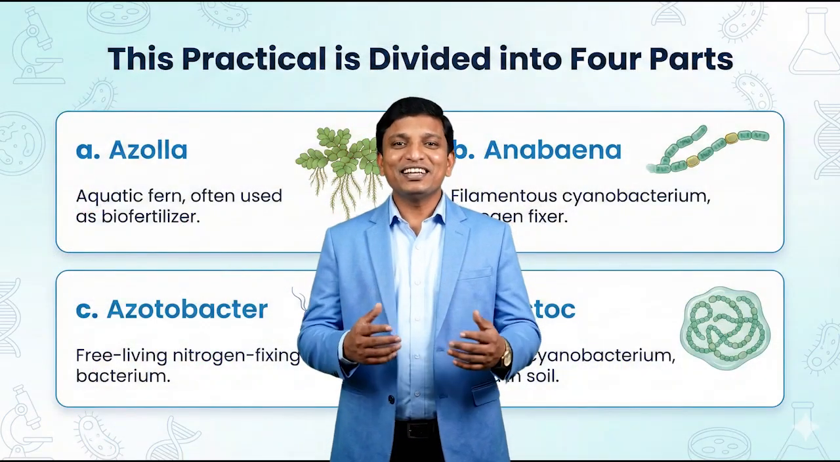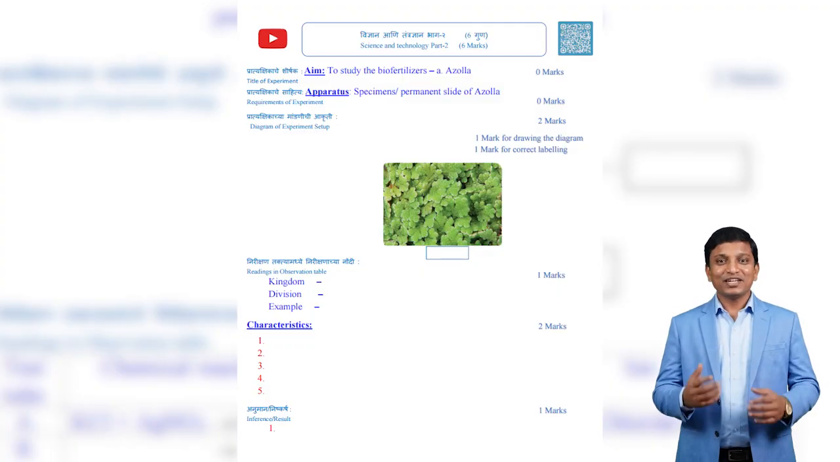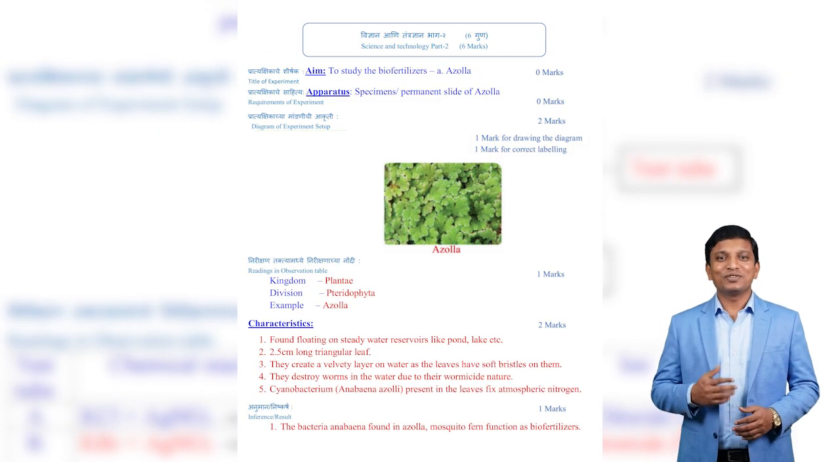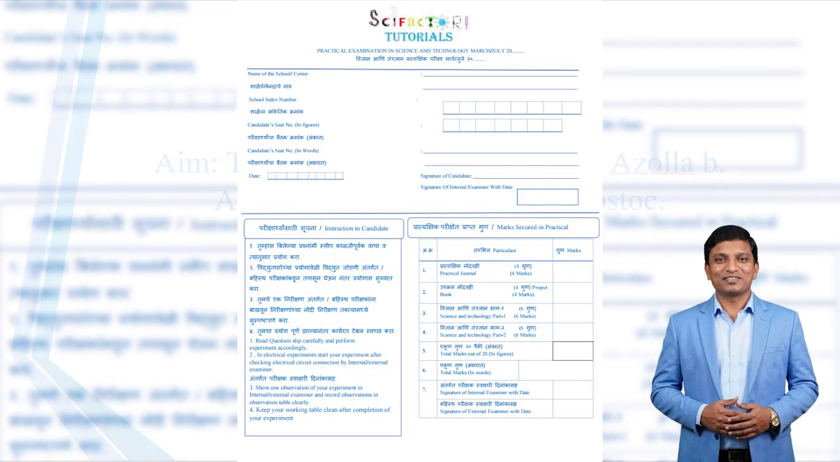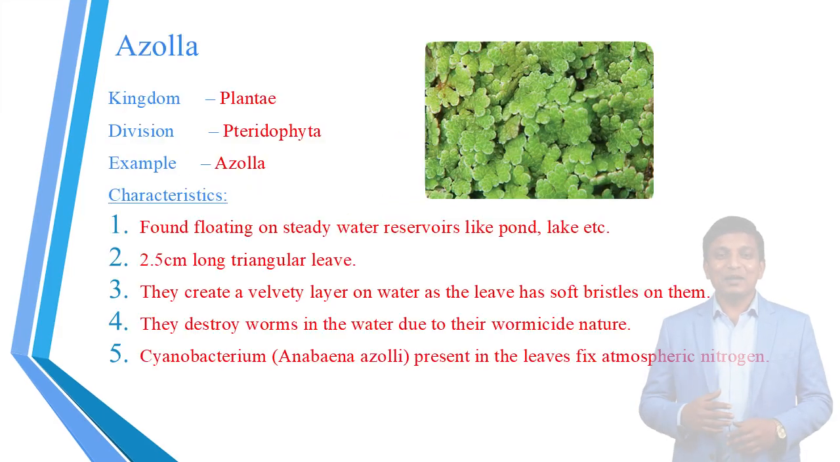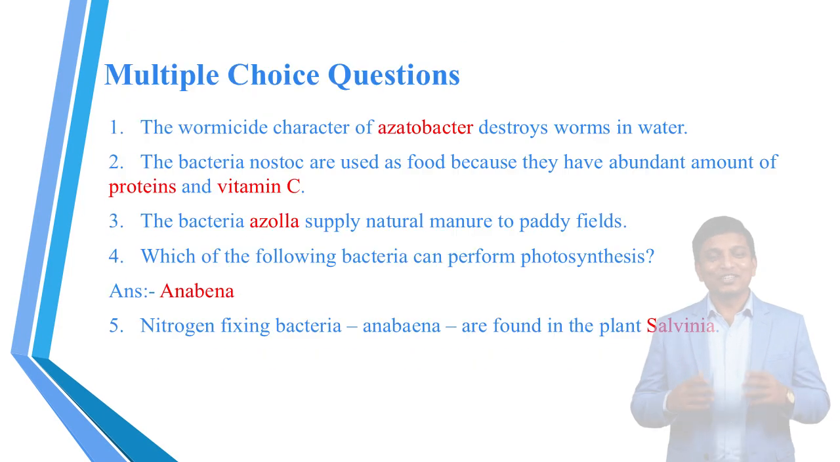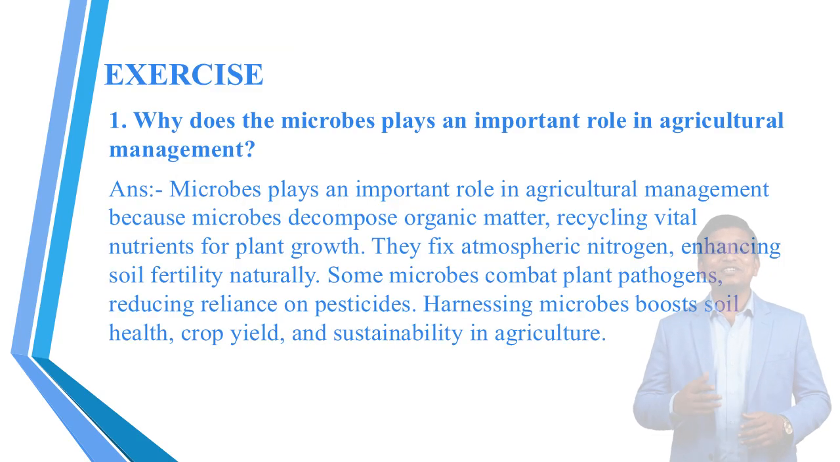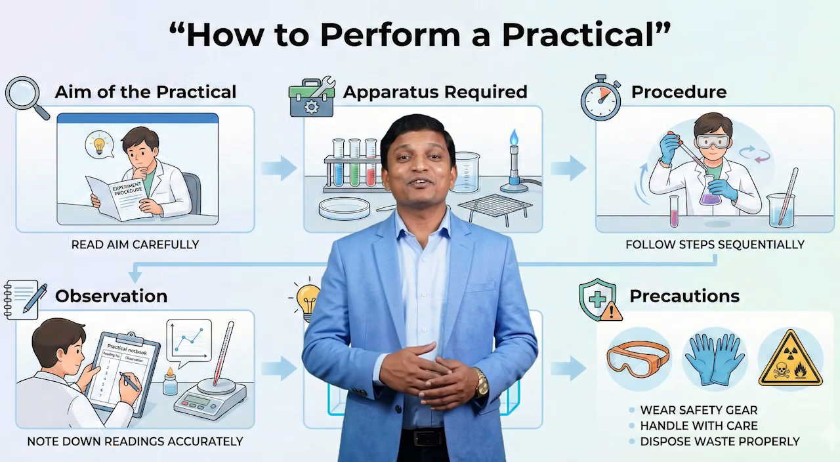This practical is divided into 4 parts. You will get the practical sheet in the board examination exactly like this as shown here. Your task is to write the answers given in the answer sheet neatly on your board answer paper. Aim of the experiment, list of the apparatus in the experiment, observation table with solution of the multiple choice question, inference of the experiment, solution of the exercise, how to perform the practical.